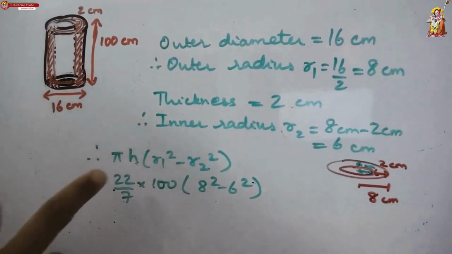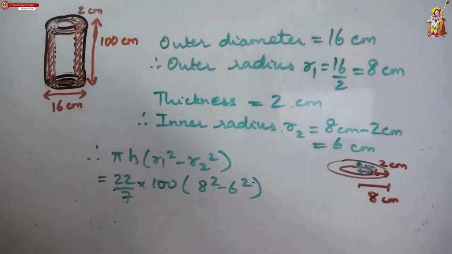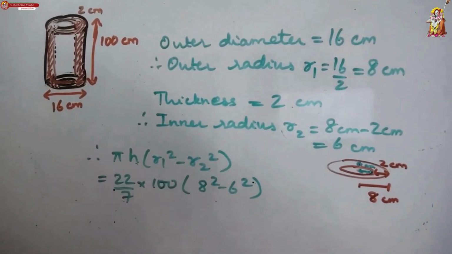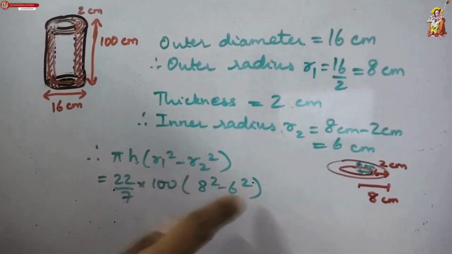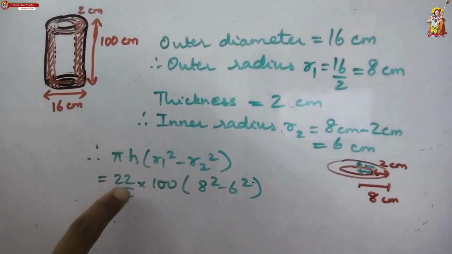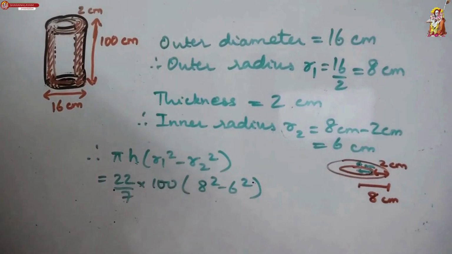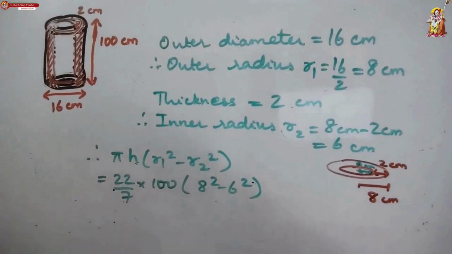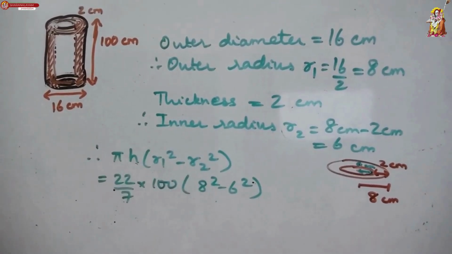So, pi h into r1 square minus r2 square will be 22 upon 7 into 100 within brackets 8 square minus 6 square. Now, why have we taken 22 upon 7 instead of 3.14? We'll understand it soon. Now this 8 square minus 6 square, either we can do 64 minus 36, which comes to 28. So 7 and 28 will get cancelled.